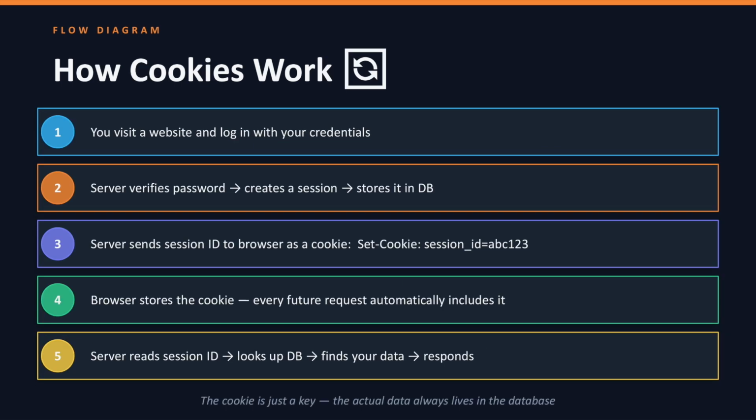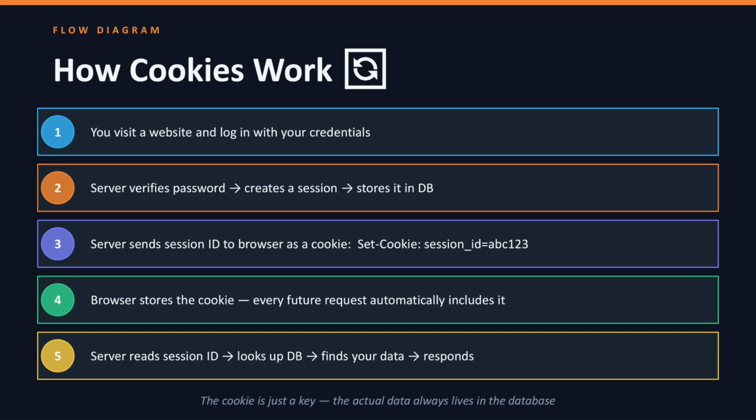Let me walk you through exactly how cookies work step by step. Step 1: you visit a website and enter your username and password. Step 2: the server verifies your credentials, creates a session, and saves that session in its database. Step 3: the server sends a session ID back to your browser as a cookie. Something like Set-Cookie: session_id=ABC123. Step 4: your browser stores this cookie. Now, every single request you make to that website automatically includes this cookie in the header.